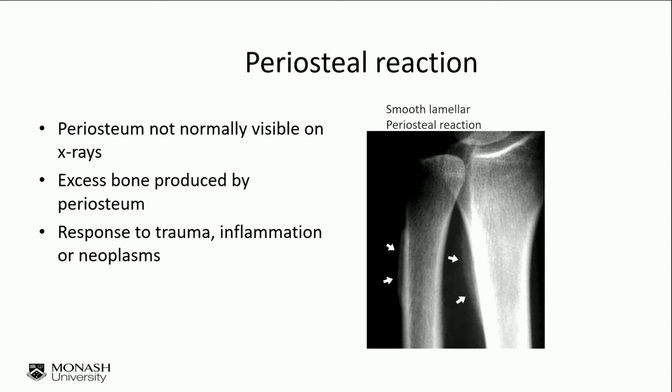So normally periosteum is not visible on x-rays. However, we start seeing the periosteum when an excess of bone is produced, and that can be as a response to trauma, inflammation, or neoplasms. So the periosteal reaction that we see here is a smooth lamellar type of reaction, which can be typical of fracture healing.